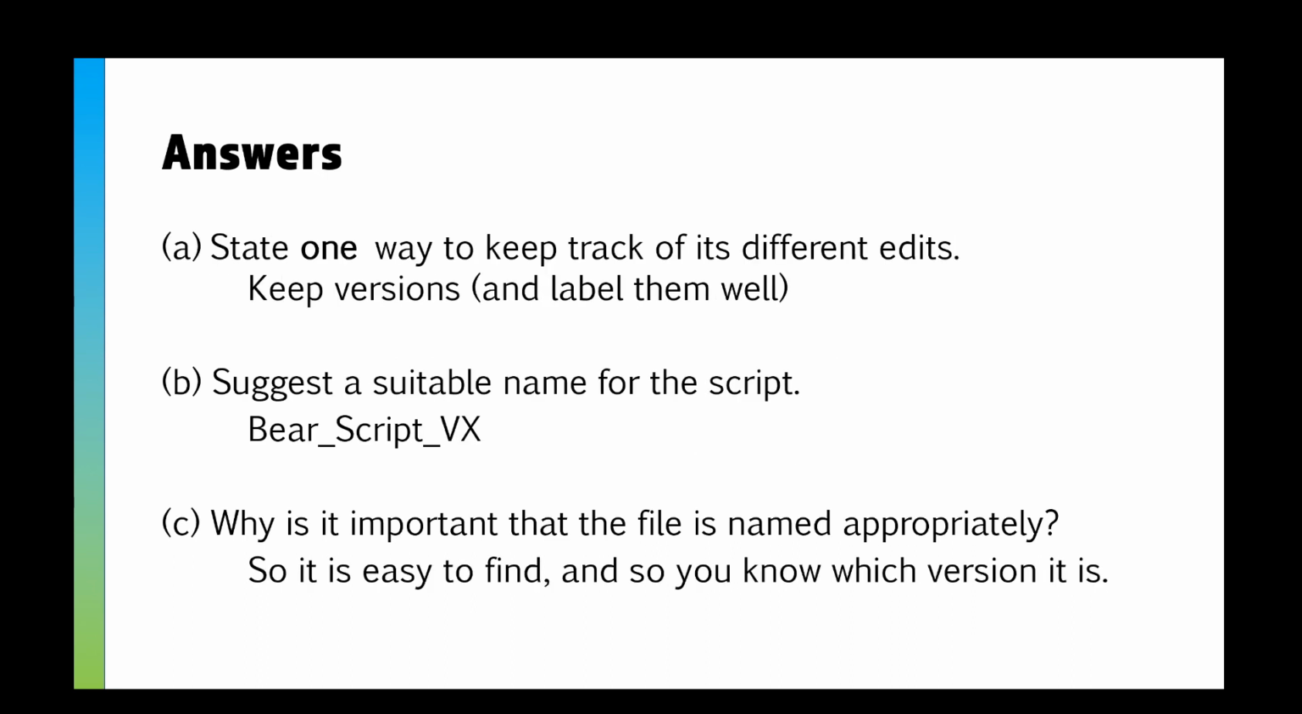Okay, for some answers. So state one way to keep track of its different edits, keep versions. I put in brackets there and label well, so if you put something like version control, absolutely fine. If you put keep well labeled versions, that's also a good idea. Suggest a suitable name for the scripts. I put bear underscore script underscore v whatever, so you put v1, v2. And why is it important that the file is named appropriately? So it's easy to find, you know which version it is, you know what it is, you know where it is, that kind of answer. So it's easy to find and you know which version it is. You could even say, so you even know which type of document it is, because we said bear script, not bear storyboard. And that's pretty much it.